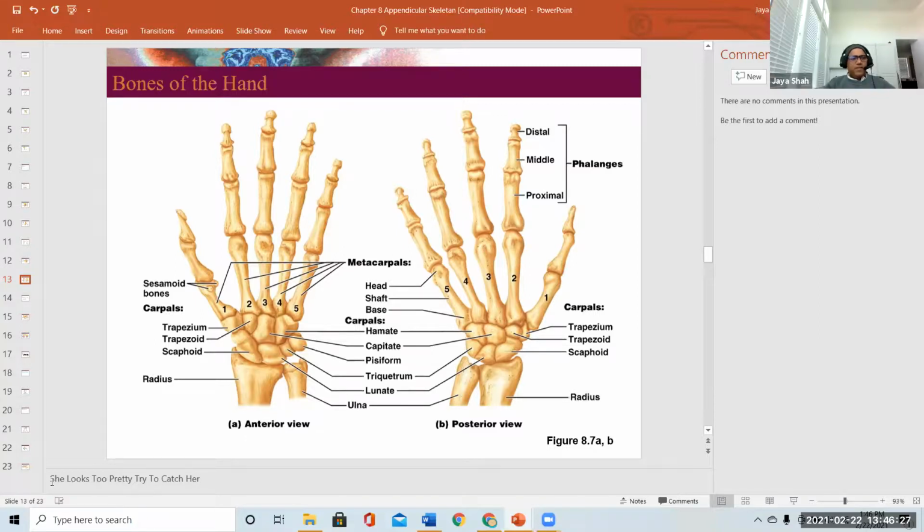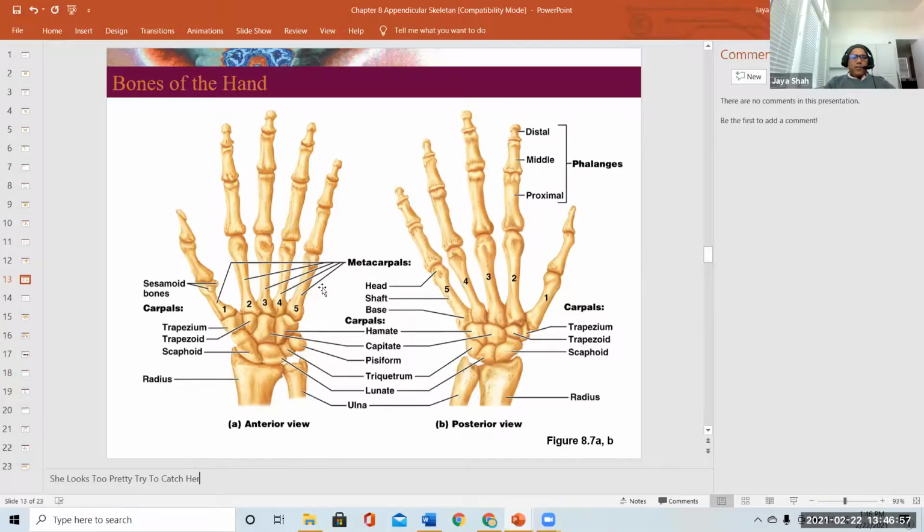So you see, each letter is the first letter of a bone. C, scaphoid. What is next? L, lunate. T, triquetrum. Pretty P, pisiform. Try, T, trapezium. To, T, trapezoid. Catch, C, capitate, and hamate. And this is the posterior view.